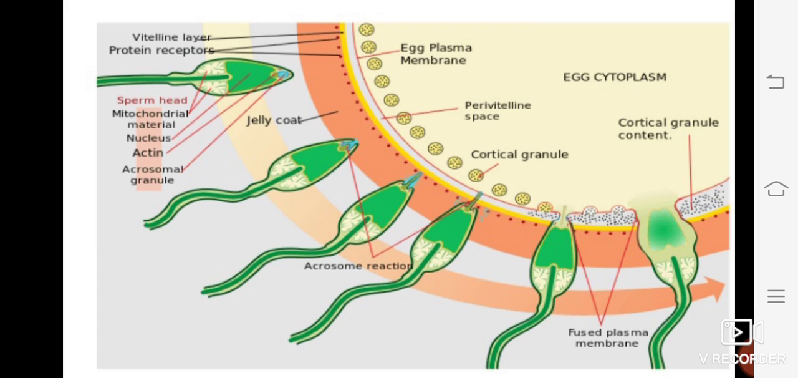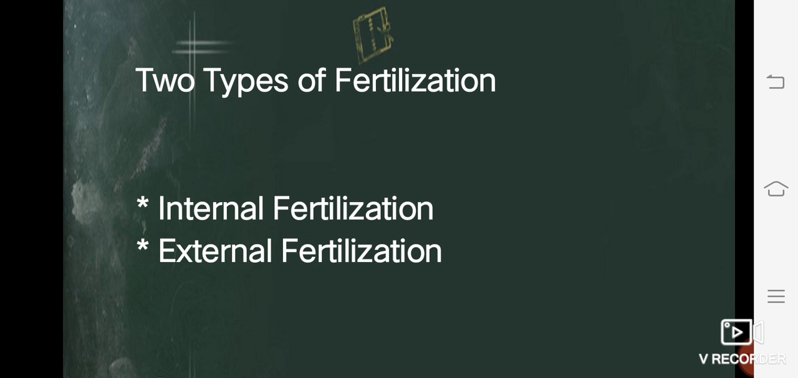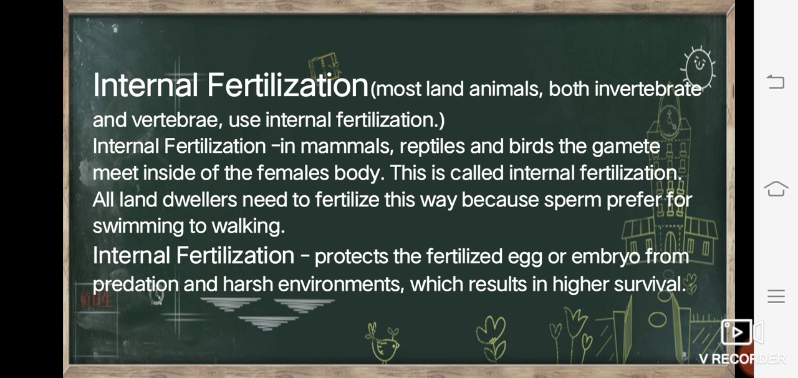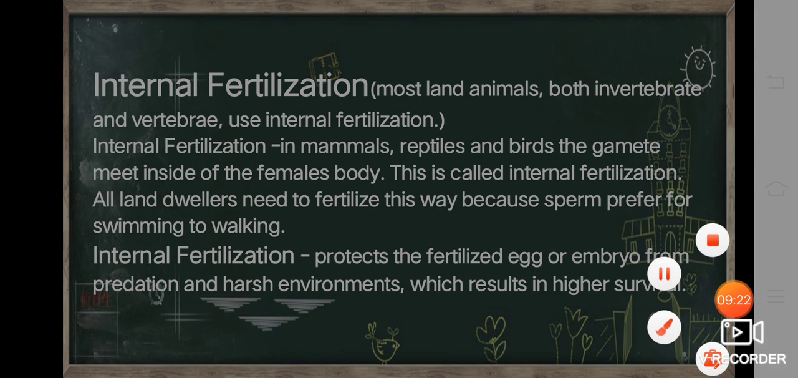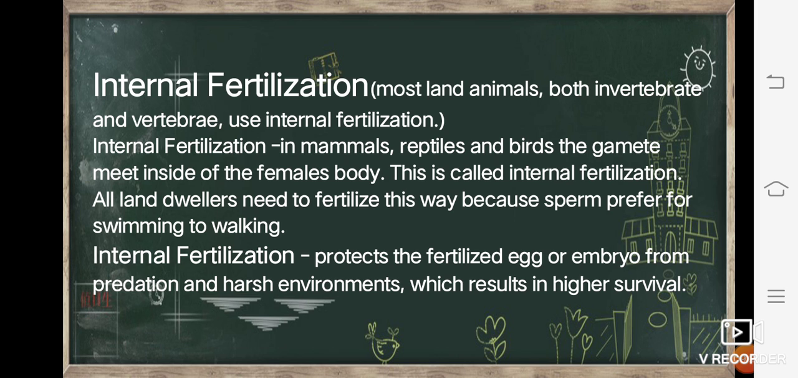This diagram shows the fertilization of the sea urchin. Two types of fertilization: internal fertilization and external fertilization. Internal fertilization: most land animals, both invertebrate and vertebrate, use internal fertilization. In mammals, reptiles, and birds, the gametes meet inside of the female's body. This is called internal fertilization.